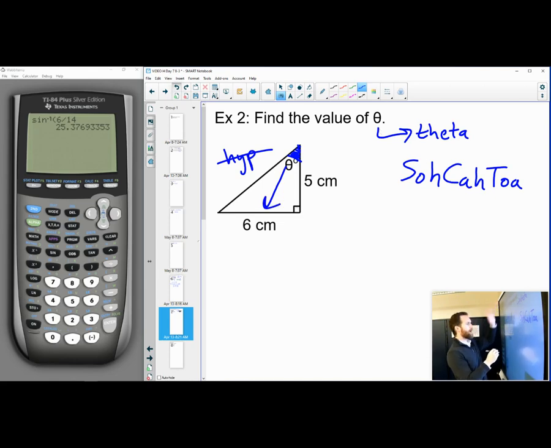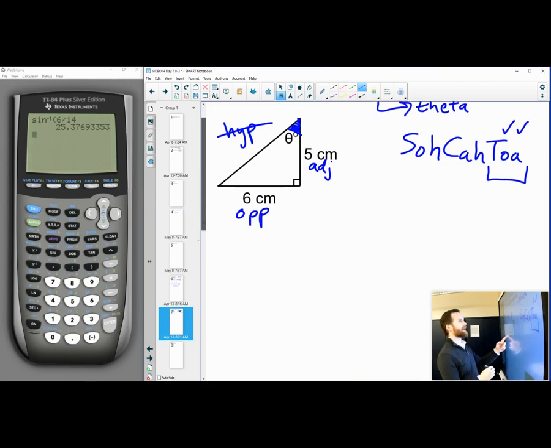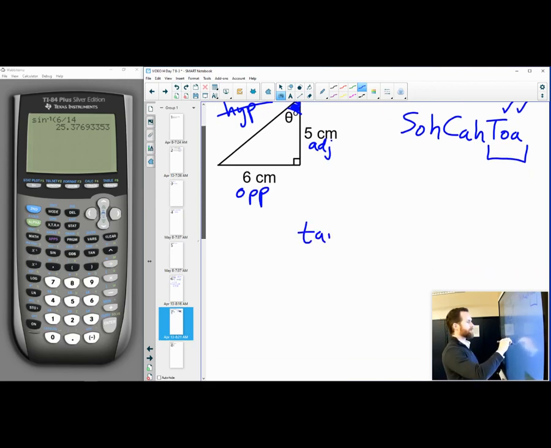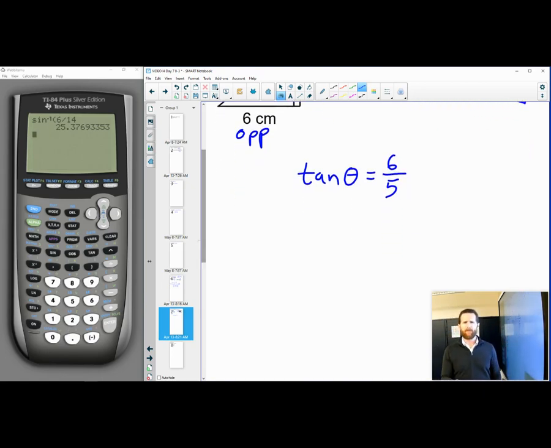Opposite theta, opposite our angle is 6, and then that means 5 has to be the adjacent leg. So hopefully you see that we want the last part of SohCahToa, the tangent part, because that's got the opposite and the adjacent that we want. So it's going to be tangent. Tangent of the angle, which is theta, equals, and let's think, it's opposite over adjacent, so it's going to be 6 over 5.